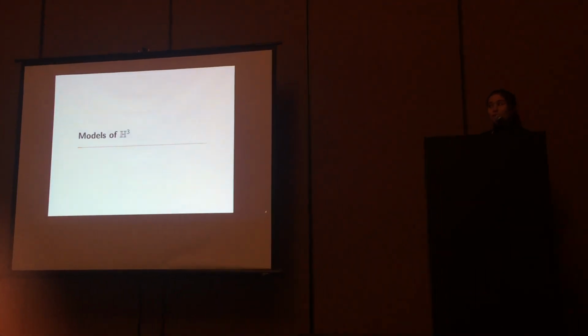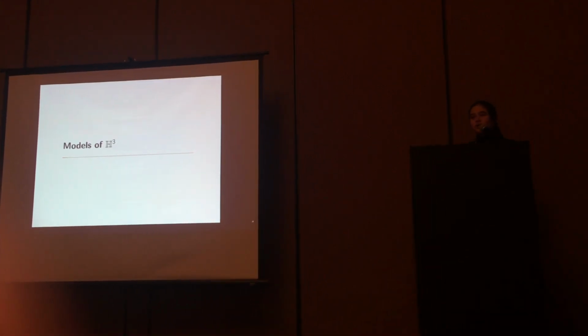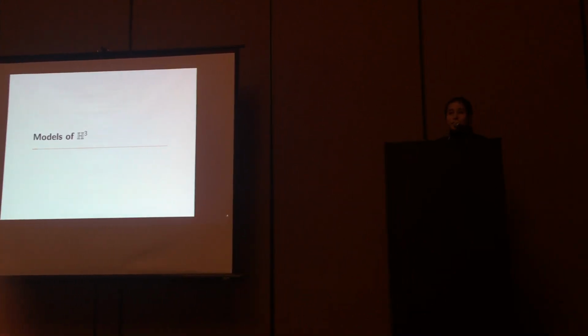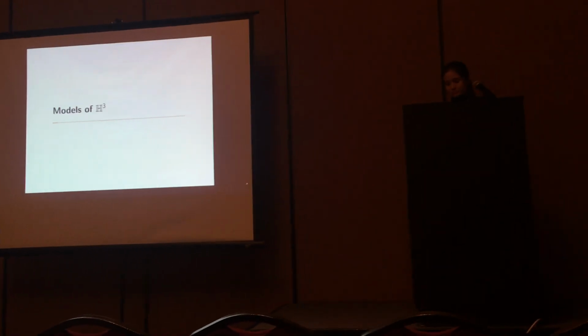So first, models of H3. Hyperbolic geometry has a different set of rules compared to Euclidean geometry. But since we have a time constraint today, let's not get into too much of the detail. I think it'll be better to just jump right into the models that describe hyperbolic 3 space and get a feel of how the objects are represented or described in these models.